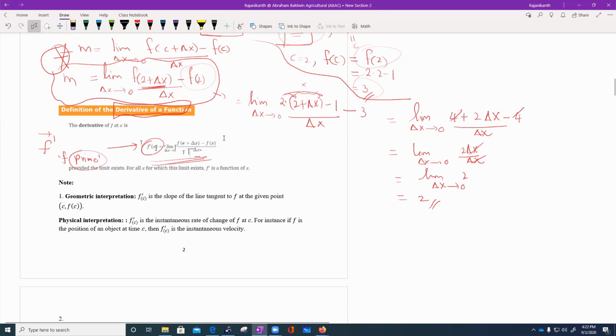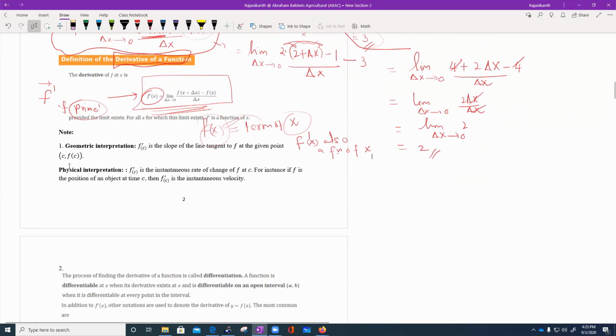Okay, so this is the general formula for finding derivatives. Remember, f of x will be a function in terms of x. If the original f of x function is in terms of x, then f prime x is also a function of x.